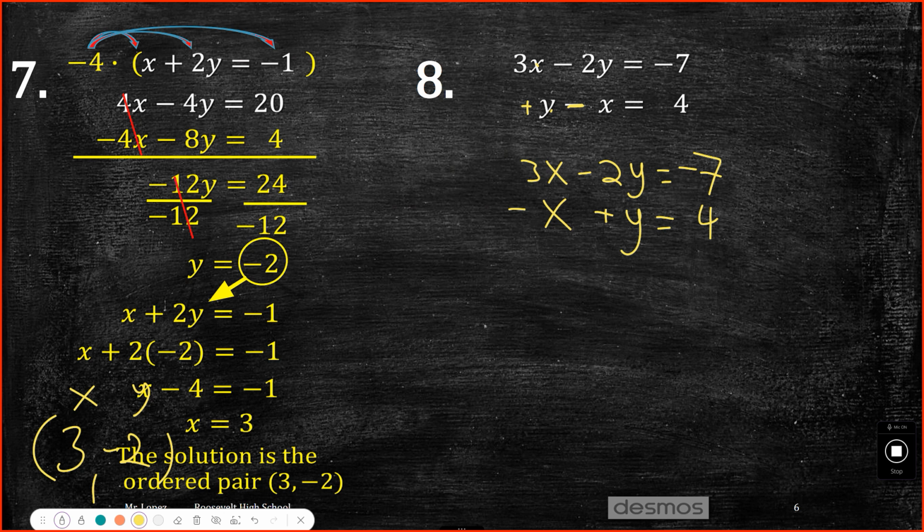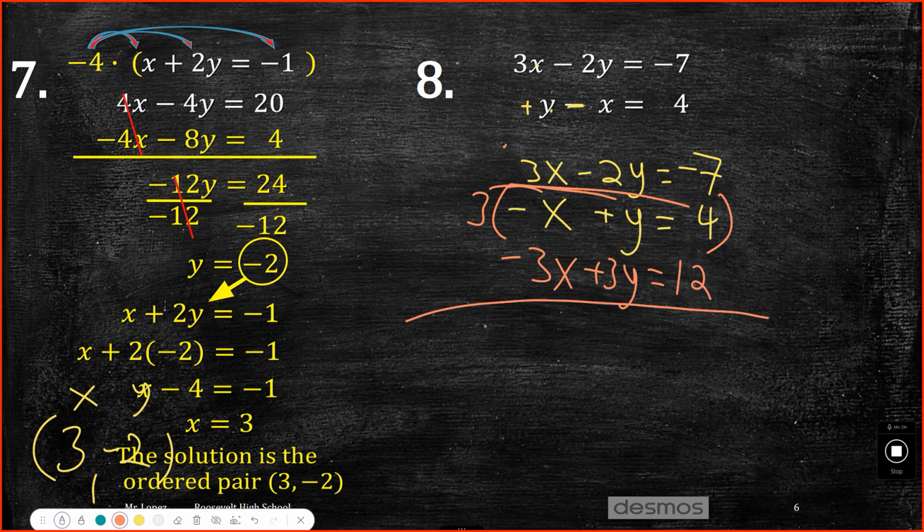And now you know that if you want to cancel the x's, you need a 3 here to cancel out. So you need to multiply the whole thing by 3. This one. So you're going to get negative 3x. This is going to be positive 3y. And this is going to be 12. So now we're dealing with the top, this one, and this one. 3x minus 3x cancels out. Negative 2y and positive 3y is y. And you got negative 7 plus 12 is 5. So y is 5.